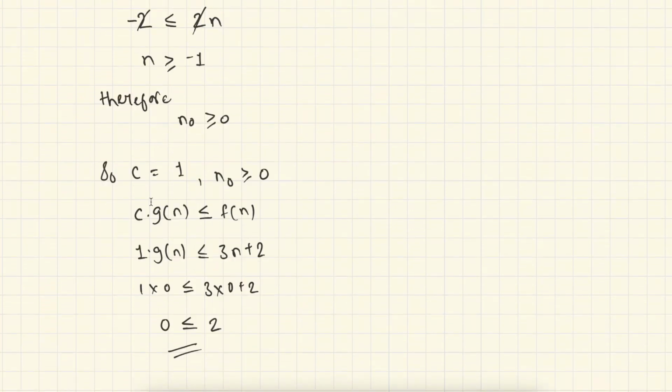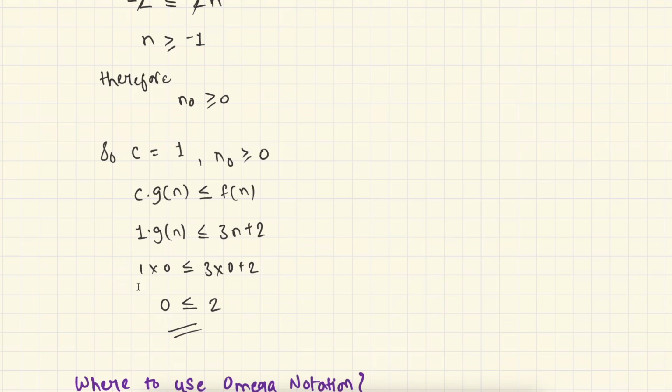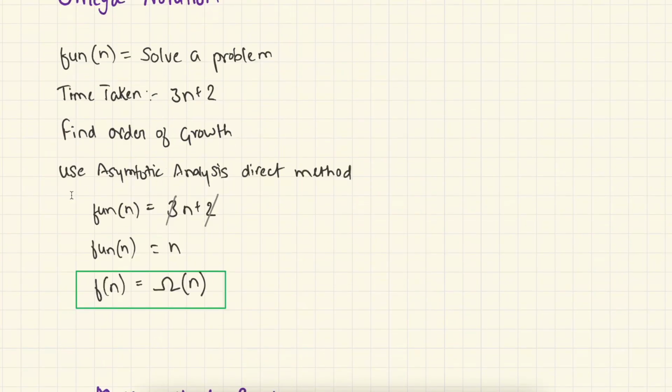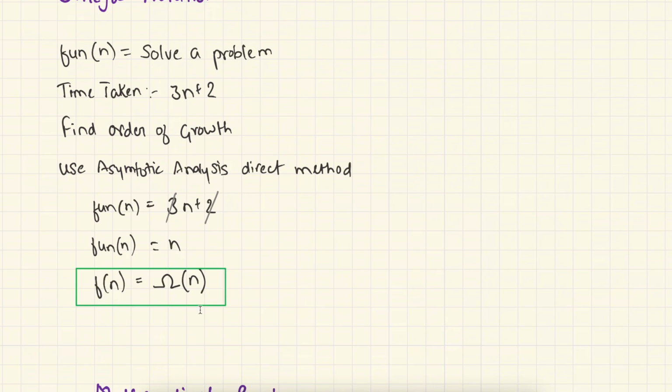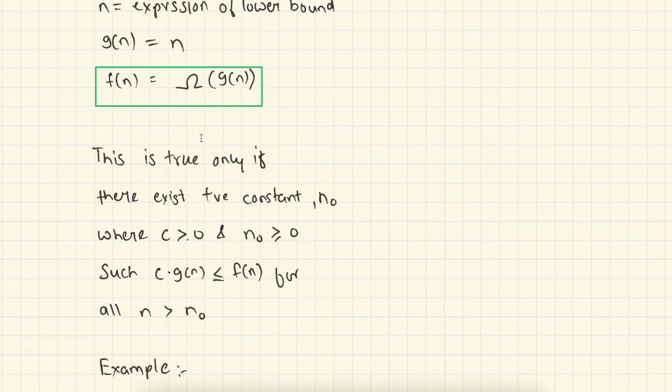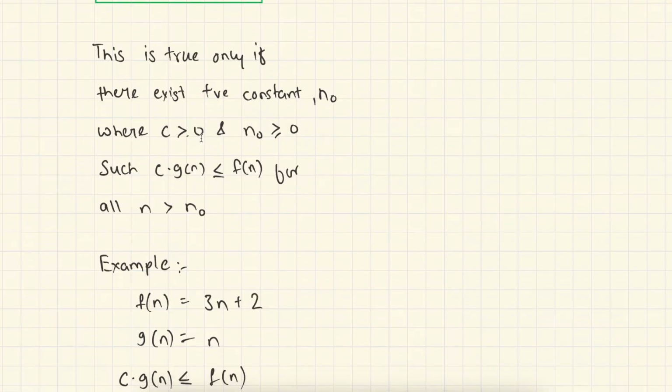So let's prove this. Let's again put the values of c and n naught in the statement. We got our value of c as 1 and n naught as 0. When we put these values in this statement, we get 1 dot g of n less than or equal to 3n plus 2. We substitute the values of c, g of n and the function. So we get 0 is less than or equal to 2. It means we have satisfied this statement. Initially we proved by the direct method that f of n is omega of n. It means it is a lower bound. It means at minimum it takes n units of time to solve a problem, or it can take more than n. So omega represents the lower bound of a function. Similarly, we have proved mathematically that f of n is big omega of g of n.